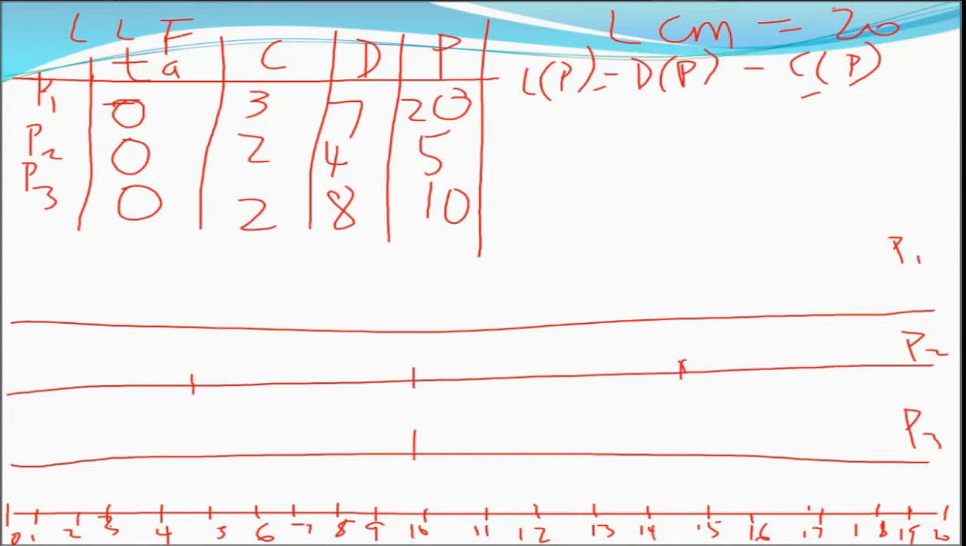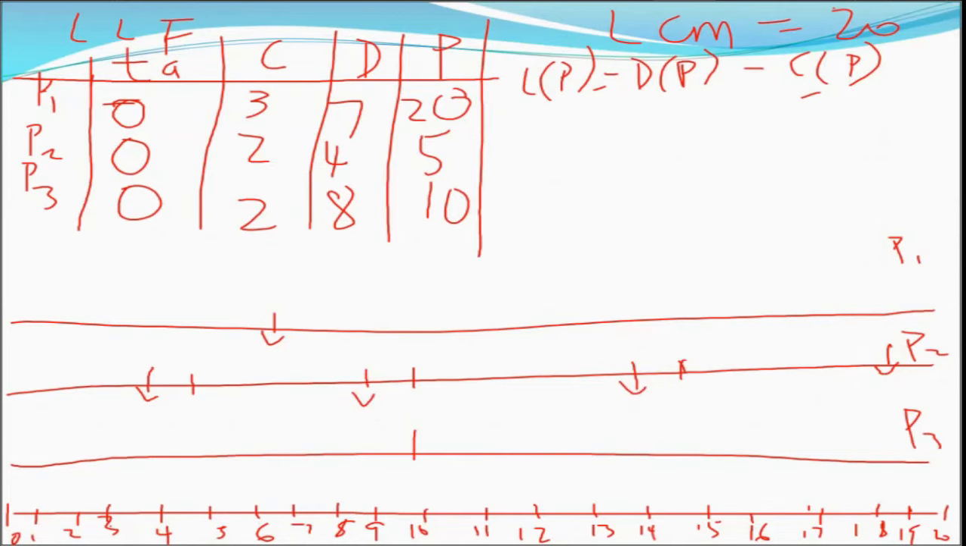And then we have deadlines, right? Deadline for P1 is 7, so 7 comes here. And then deadline for P2 is 4, so in each cycle, we get a deadline here. 14, and here it's going to be 19. Are you guys following? Okay, cool.